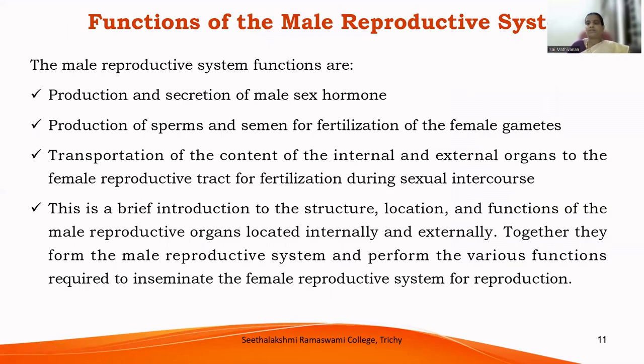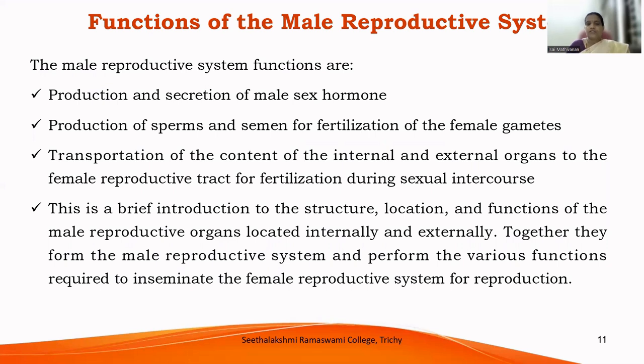And what are the functions of the male reproductive system? The male reproductive system produces and secretes the male sex hormones, and it also produces sperm and semen for fertilization of female gametes. It transports the contents of the internal and external organs to the female reproductive tract for fertilization at the time of sexual intercourse.